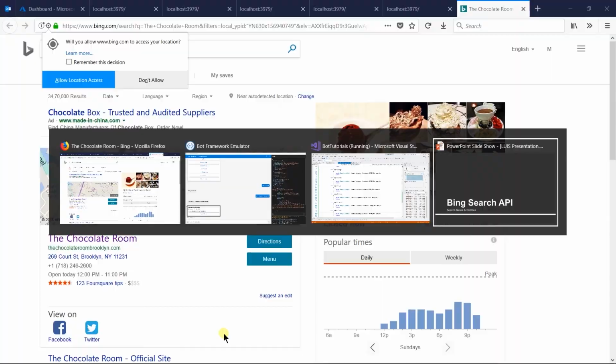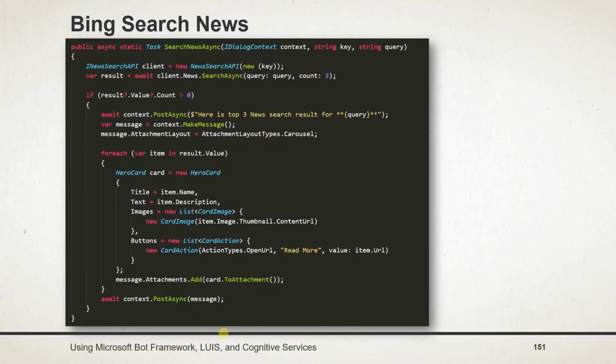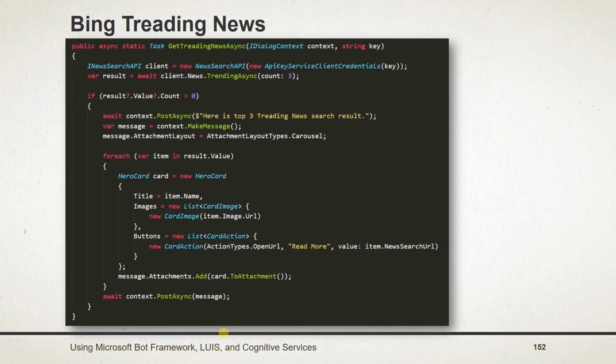Let us see what we have learned in this session. Here I have used cognitiveservices.search.news package for news API. To search news, we need to use search async method. To retrieve trending news on Bing, we need to use trending async method.